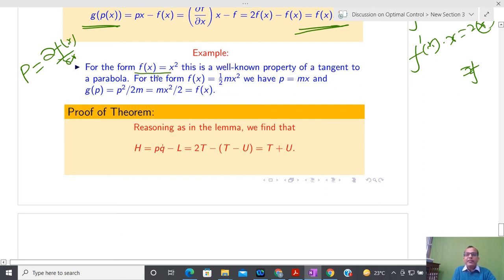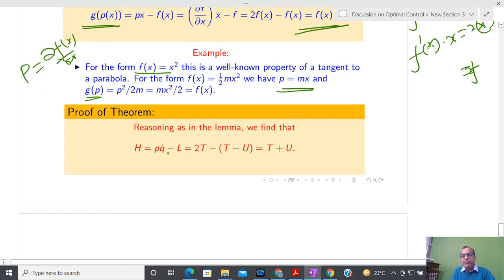Okay, and we know the property of the tangent to the parabola, that f(x) equals half m x squared, and p I can select as m x, then g(p) is nothing but p squared by 2m. We have already seen this by Legendre transformation. Now I know that H equals p q dot minus L.